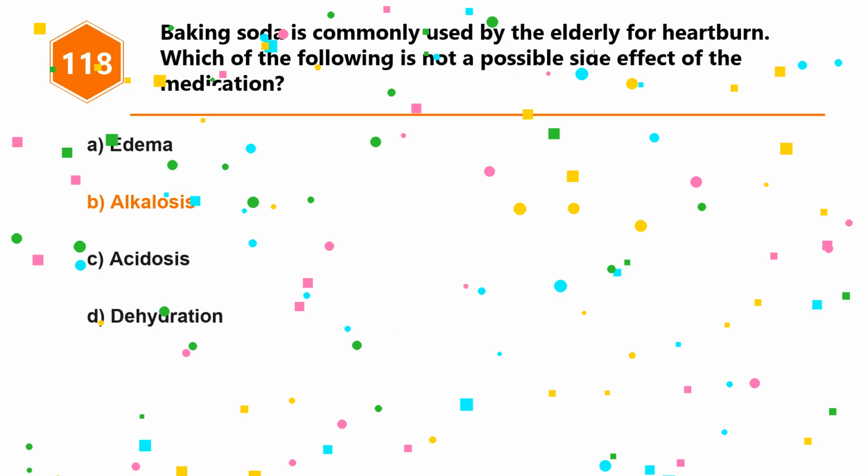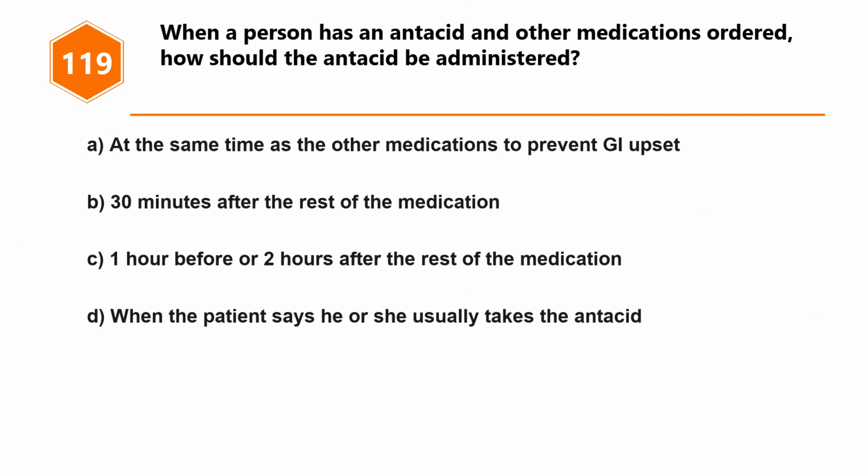The correct answer is option B. Alkalosis. Question 119. When a person has an antacid and other medications ordered, how should the antacid be administered? Option A. At the same time as the other medications to prevent GI upset. Option B. 30 minutes after the rest of the medication. Option C. 1 hour before or 2 hours after the rest of the medication. Option D. When the patient says he or she usually takes the antacid.